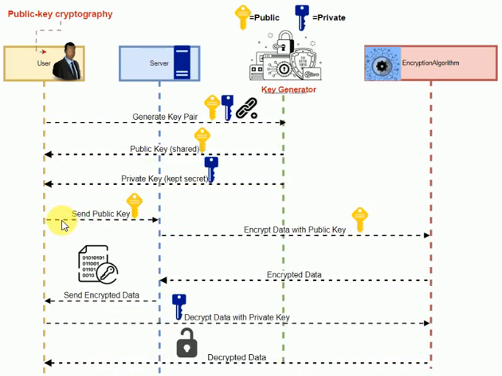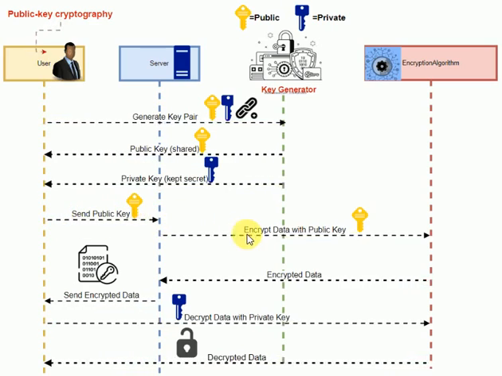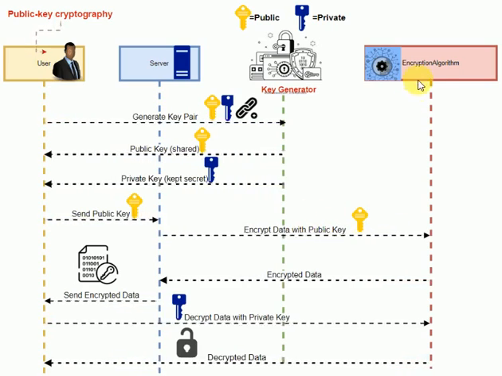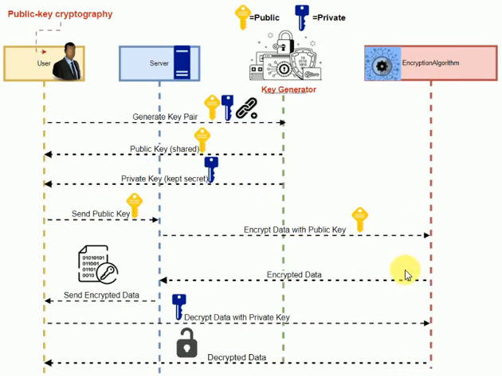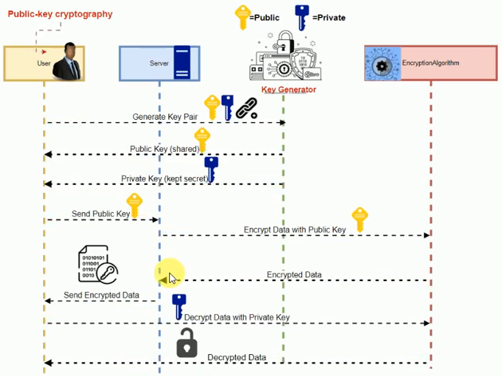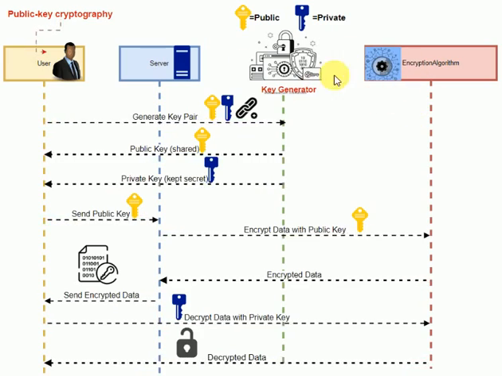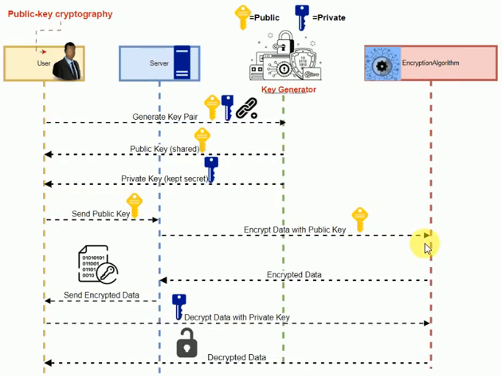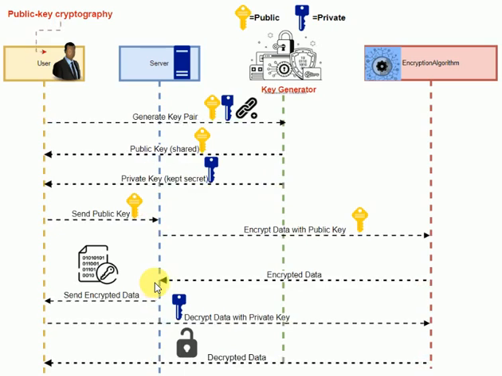So the user sends his public key to the server, and the server encrypts the data using the user's public key with any of the encryption algorithms. And this encrypted data is passed to the server. Passed to the server, I mean, as I said earlier, these two things happen within the server. For our understanding, I have mentioned them in different layers. So this encrypted data is now sent to the user.